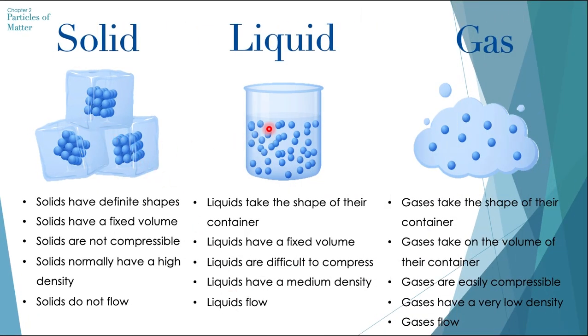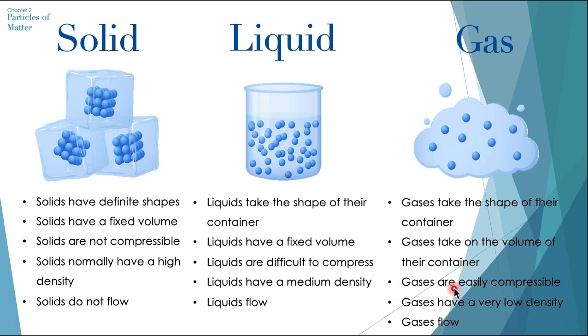Here we have a solid, a liquid, and a gas. So, the properties of each of these. Solids have definite shapes, whereas liquids take the shape of their container. They do not have their own specific shape, they take the shape of their container. Gases also take the shape of their container. Secondly, solids have a fixed volume. Liquids also have a fixed volume. But gases, on the other hand, take on the volume of their container, because gases are easily compressible.